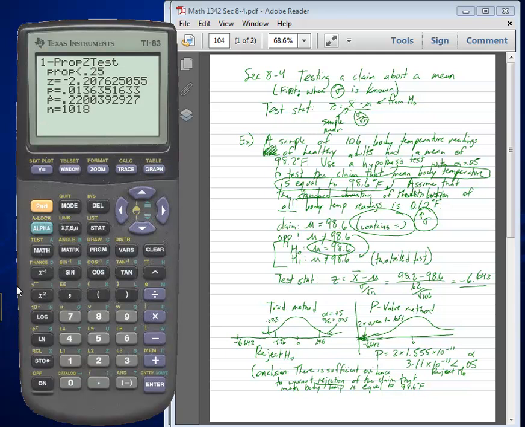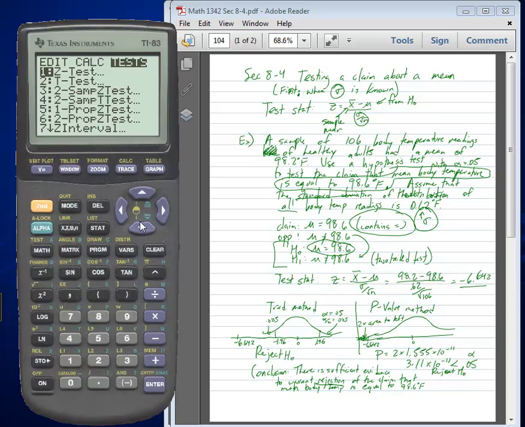We'll have a different test when we don't know the population standard deviation and have to replace it with a sample standard deviation. So testing a claim about a mean, mu, when we know sigma, when we know the population standard deviation. Alright, so the place that we'll go in the calculator to do that is again under Stat Tests, and this time Z-test, the very first one on there.